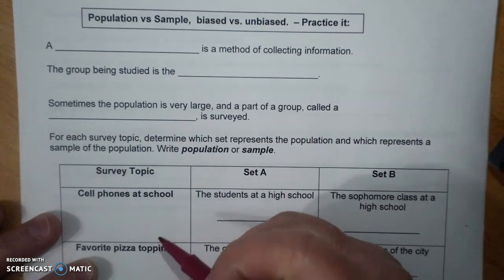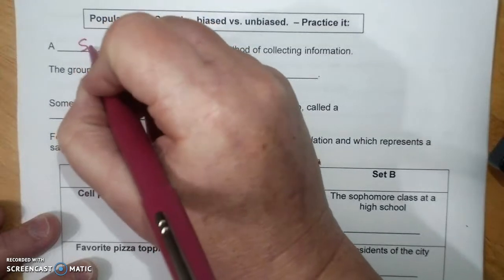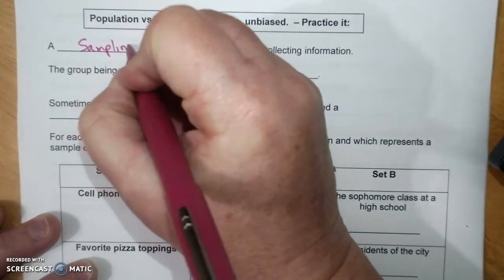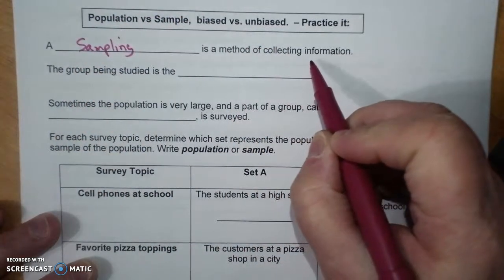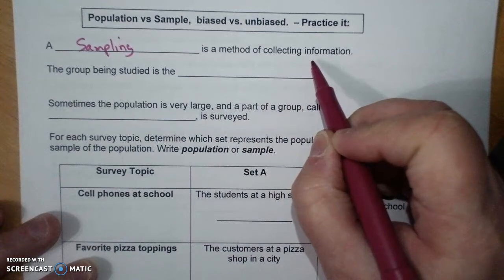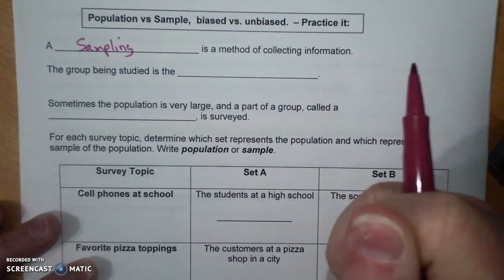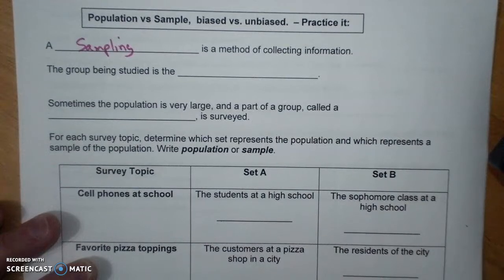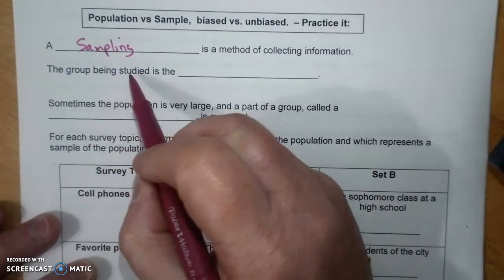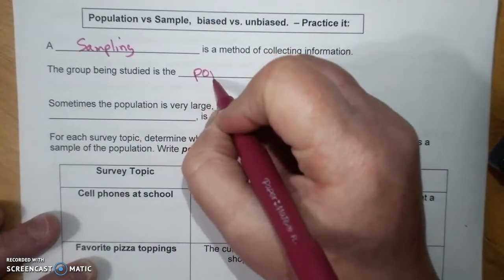And so I can take a sampling, which is a method of collecting information. Okay, so I want to know what the favorite flavor of ice cream is for the students at Welborn. Okay, so the group being studied is the population.